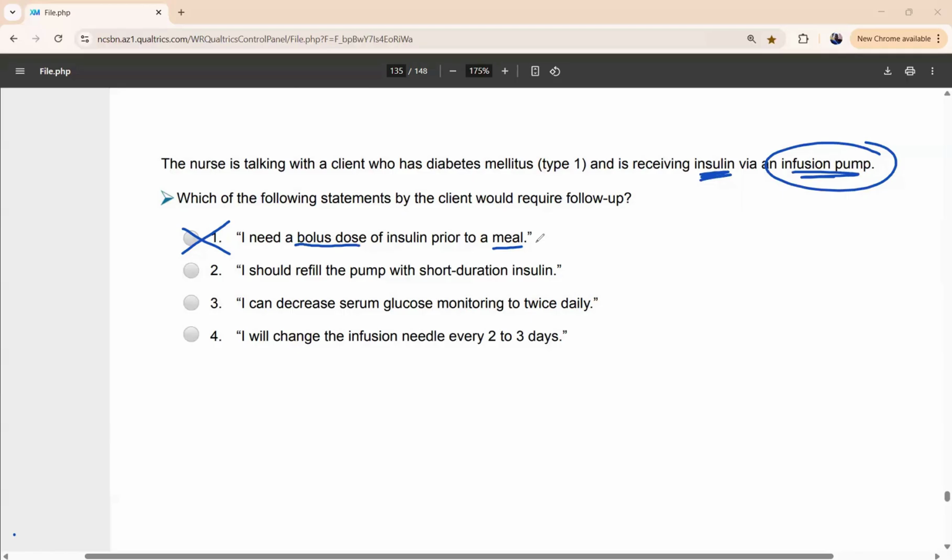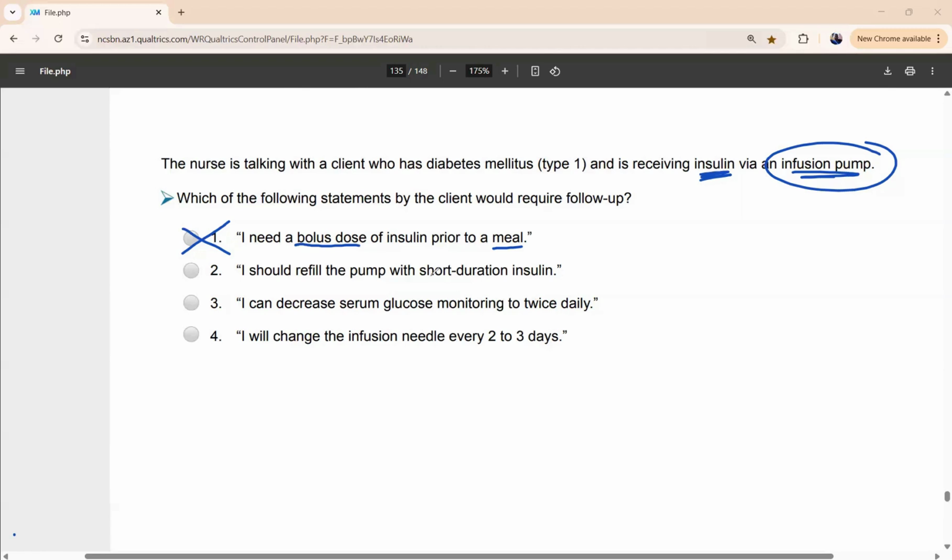Right, no follow-up required. Now, I should refill the pump with short duration insulin. Now we have long duration and we have short duration. You don't refill the pump if you are using long duration insulin. But if you are using short duration insulin, meaning you might get it 3 times a day, you need to refill the pump, right? Because it's short duration, it works from some time to some time, then you take the next one. When it's refilled, it works from that time to another time, depending on the doctor's specific order, right?